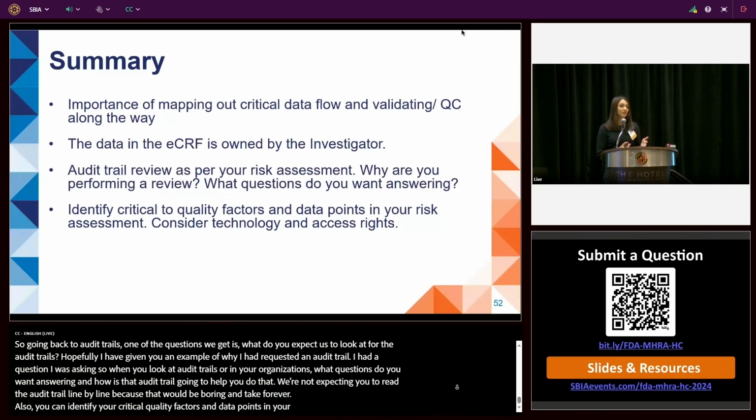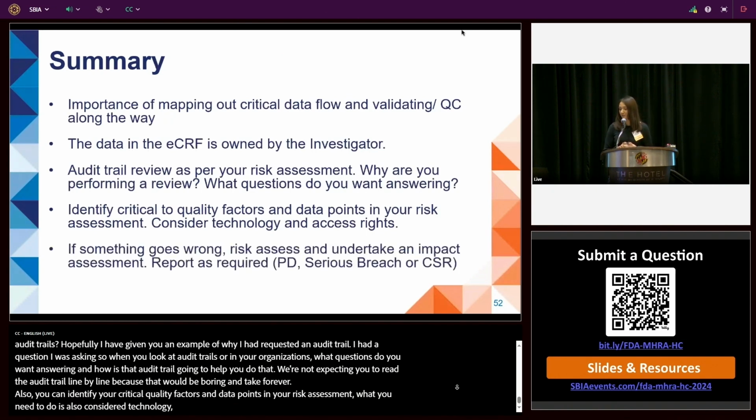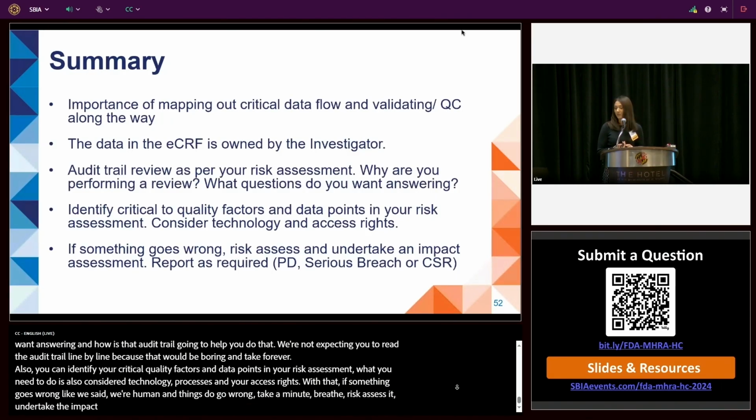You can also identify your critical to quality factors and data points in your risk assessment. What you need to do is also consider the technology, your processes, and your access rights with that. And if something goes wrong, like we said, we're human, things do go wrong. Take a minute, breathe, risk assess it, undertake an impact assessment, and if required, report it either as a protocol deviation or a serious breach if it meets the reporting criteria, and it should be transparently described in the clinical study report.